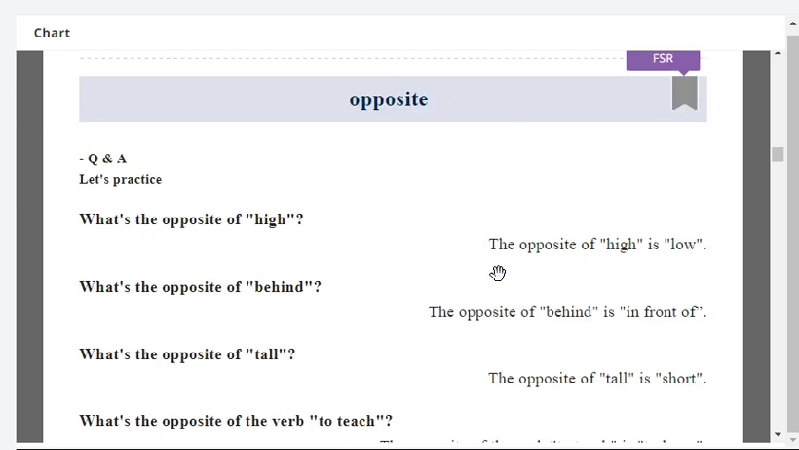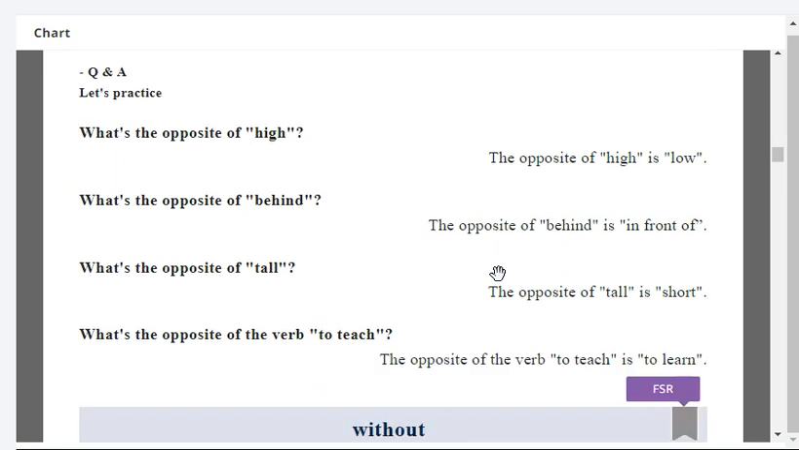What's the opposite of high? The opposite of high is low. What's the opposite of behind? The opposite of behind is in front of. What's the opposite of tall? The opposite of tall is short.